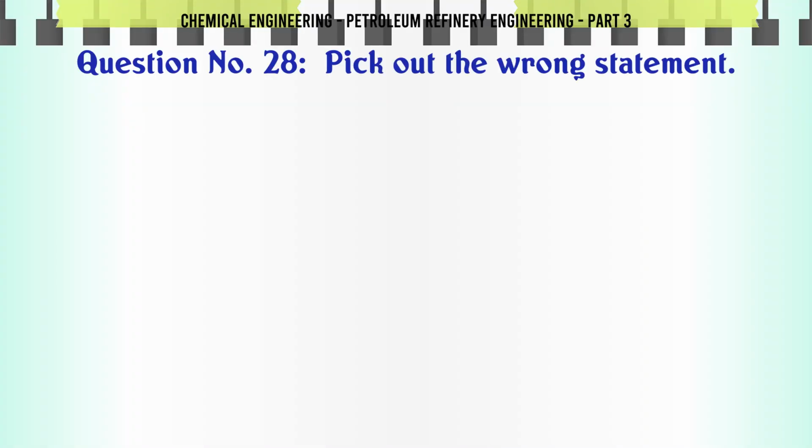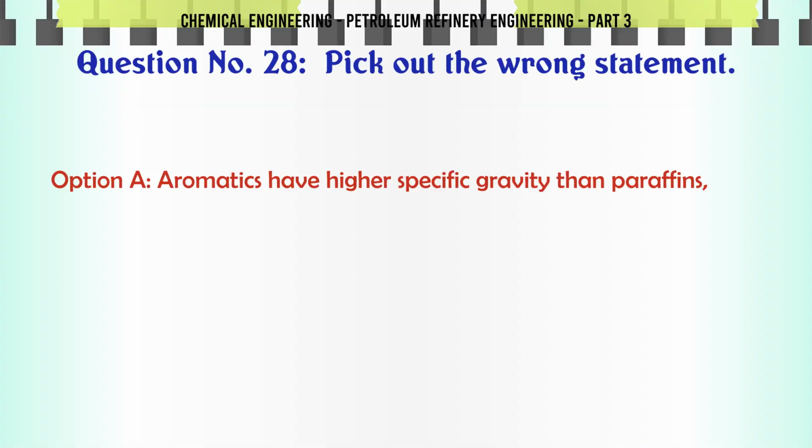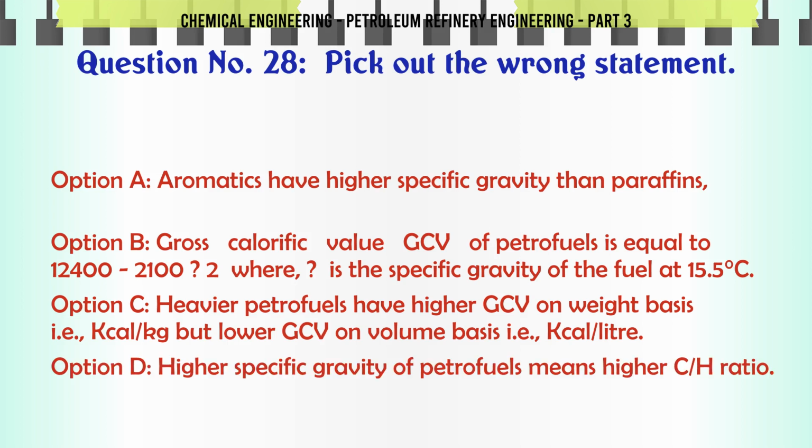Pick out the wrong statement. A. Aromatics have higher specific gravity than paraffins. B. Gross calorific value, GCV, of petrofuels is equal to 12400 - 2100 times the specific gravity of the fuel at 15.5 C. C. Heavier petrofuels have higher GCV on weight basis, per kg, but lower GCV on volume basis, per liter. D. Higher specific gravity of petrofuels means higher CH ratio.